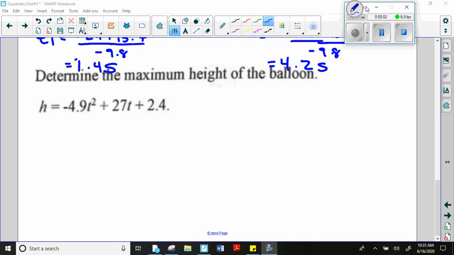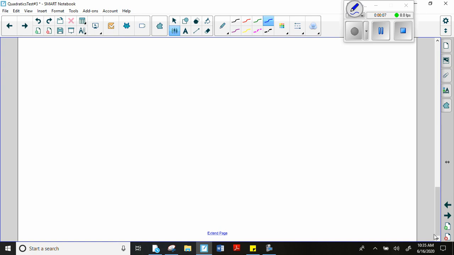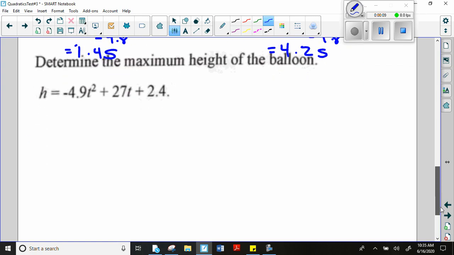Okay, for determining the max height, what you did up there, I believe, was completing the square. I didn't go through all of it because I knew I was going to do it anyway to check the solution. So even if you did it correctly, it doesn't hurt to look over.